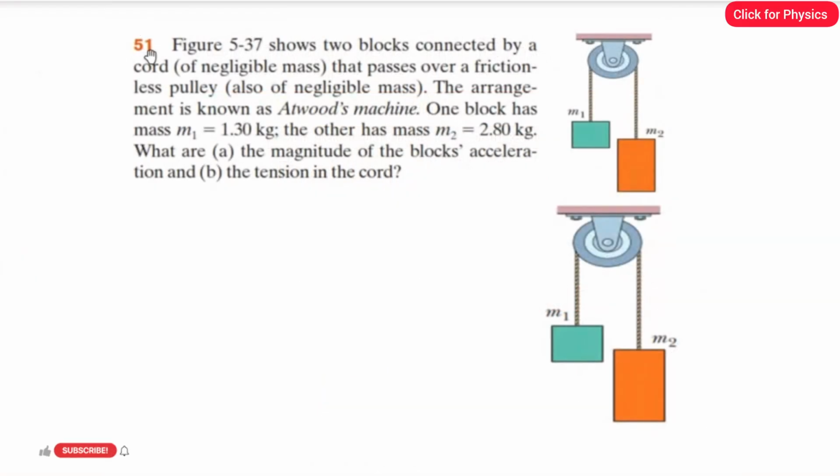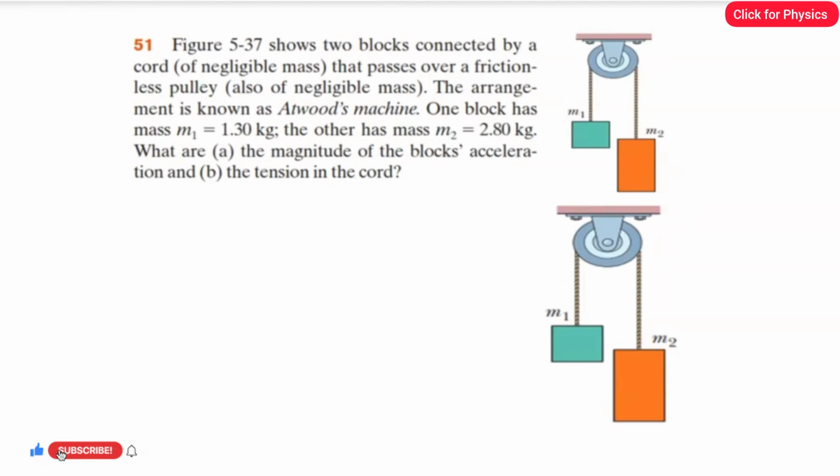Problem number 51. The figure shows two blocks connected by a cord of negligible mass that passes over a frictionless pulley, also of negligible mass. The arrangement is known as Atwood's machine. One block has the mass m1 equal to 1.30 kilogram and the other block has mass m2 equal to 2.80 kilogram. What are the magnitude of the blocks' acceleration and the tension in the cord?